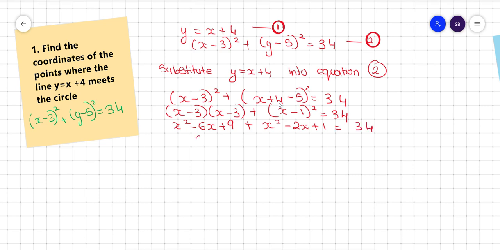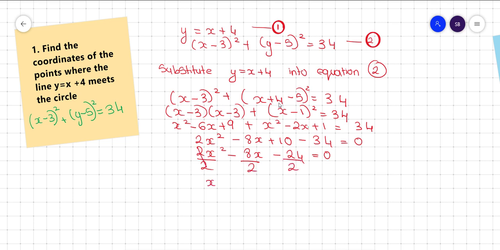Now bring all the like terms to one side, which is x squared plus x squared is 2x squared, minus 6x minus 2x is minus 8x, plus 9 plus 1 is plus 10. Bring the 34 to this side, minus 34 is equal to 0. 2x squared minus 8x minus 24 is equal to 0. I am going to further simplify this by dividing it by 2. So you are left with x squared minus 4x minus 12 is equal to 0.